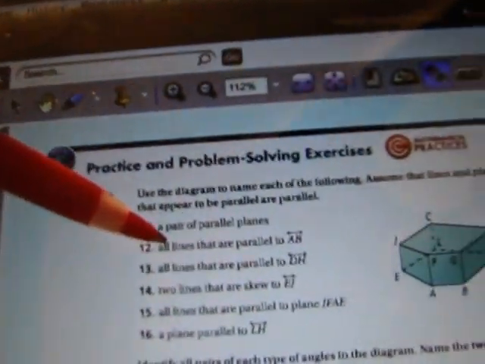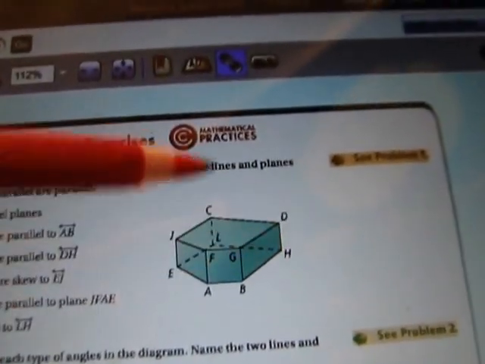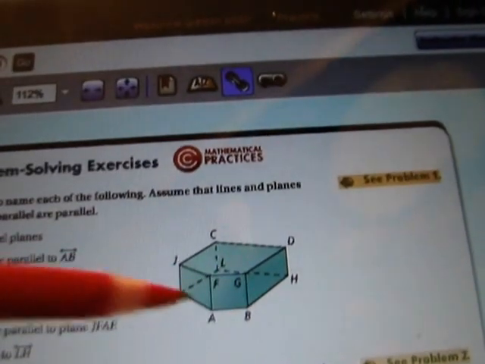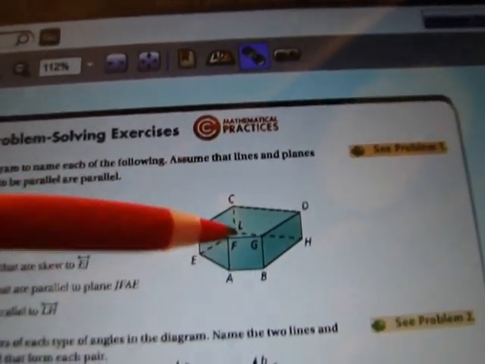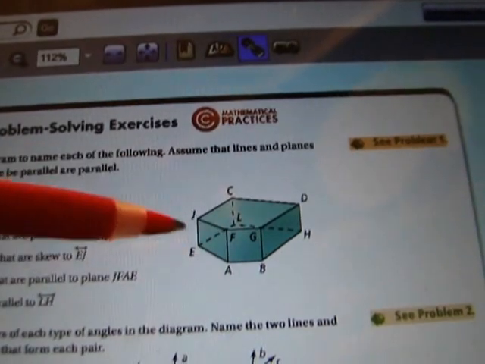13. All lines that are parallel to line DH. Here's DH. Well, DH, anything that's also vertical will also be parallel to DH. So we need GB, FA, JE, and CL. We need line GB, line FA, line JE, and line CL.